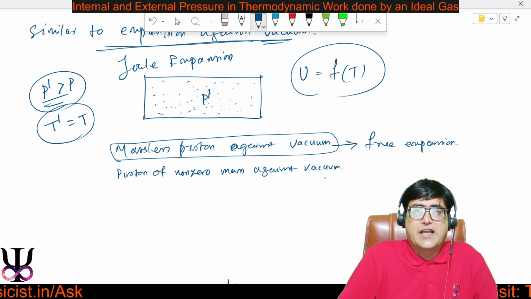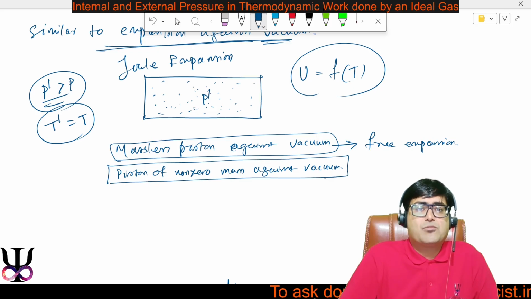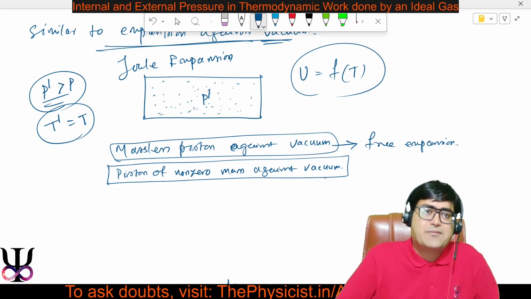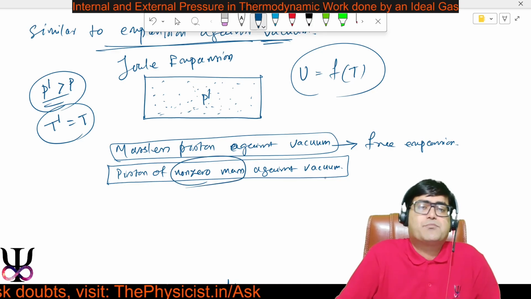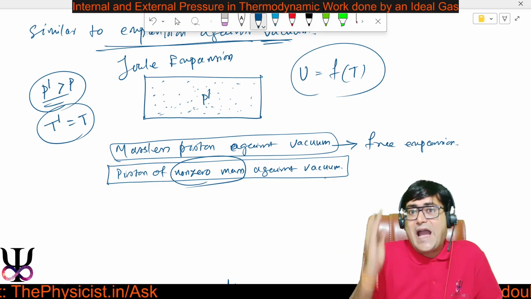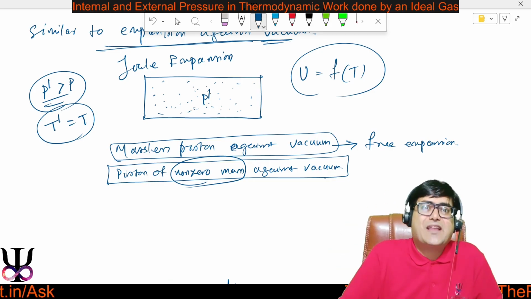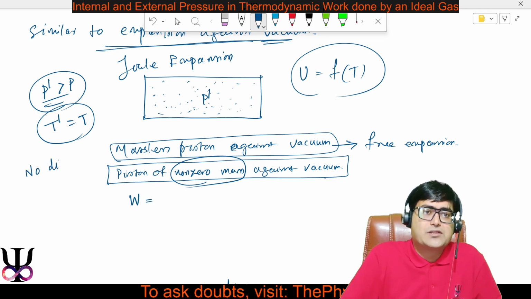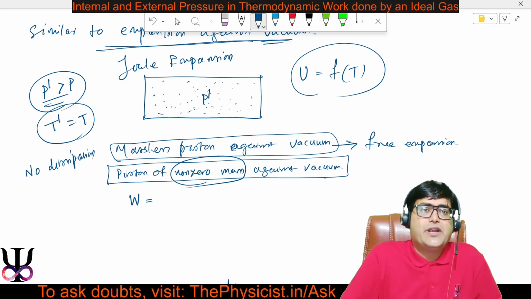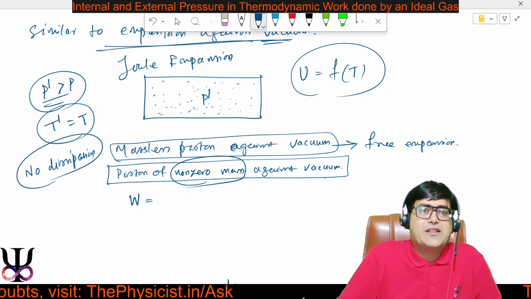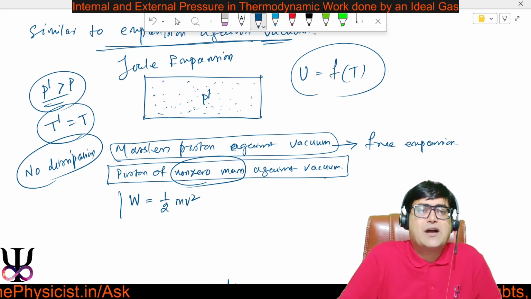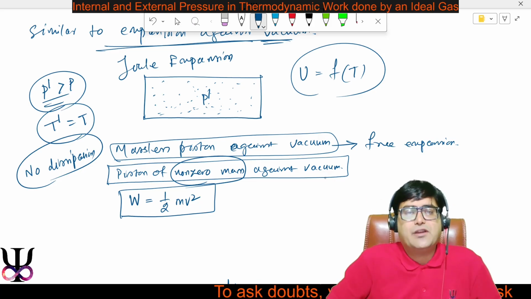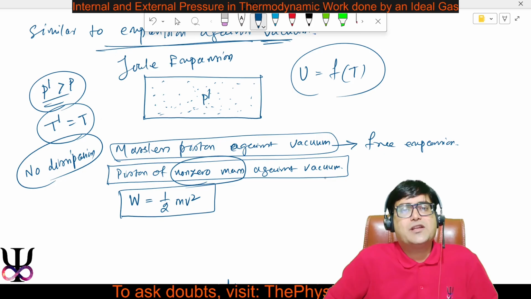you can make a note of this. If there is a piston of non-zero mass expanding a gas against a vacuum, it's not a free expansion, because the non-zero mass of the piston works as a load. So the gas actually works against a load. In that case, the work done, again with no dissipation, and no heat getting wasted, is simply half mv squared, where the mass of the piston is m, and the piston starts from rest and attains a speed v. That's it. So work done is half mv squared.